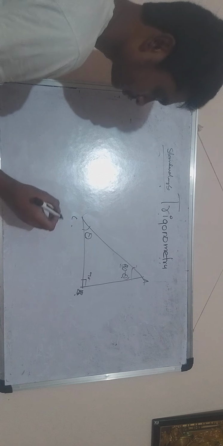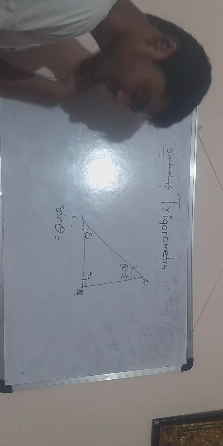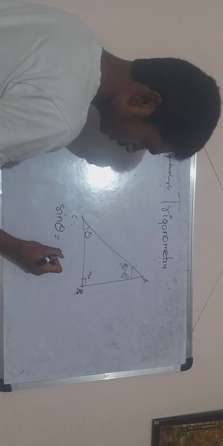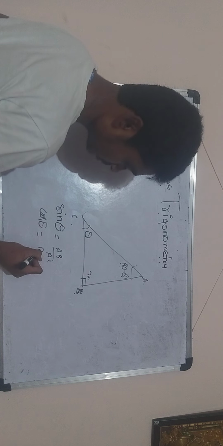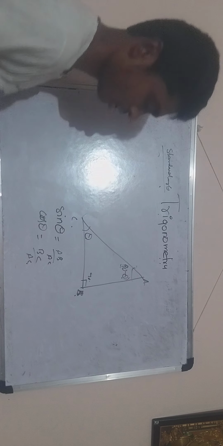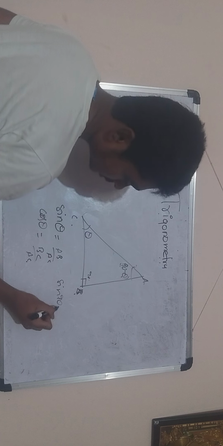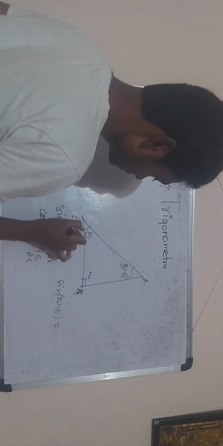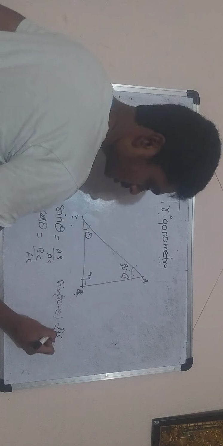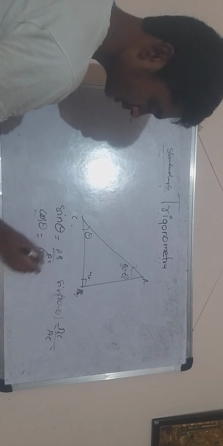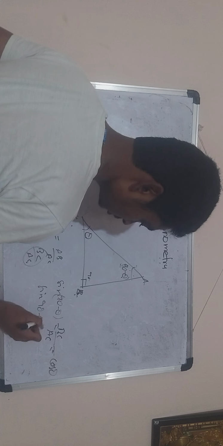So sine theta is equal to AB by AC and cos theta is BC by AC. When we have sine of 90 minus theta, this is the opposite side for it, so it's going to be written as BC by AC. BC by AC is cos. So it's going to be cos theta. So sine 90 minus theta is cos theta.